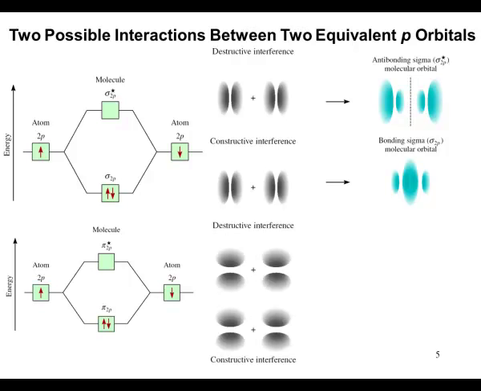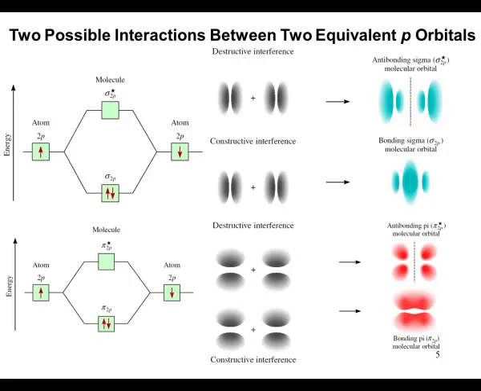In the case of the p orbitals, we can also get side-to-side overlap, leading to both constructive and destructive interference. This forms the bonding pi, that is the pi 2p molecular orbital, and the antibonding pi molecular orbital, pi 2p star.